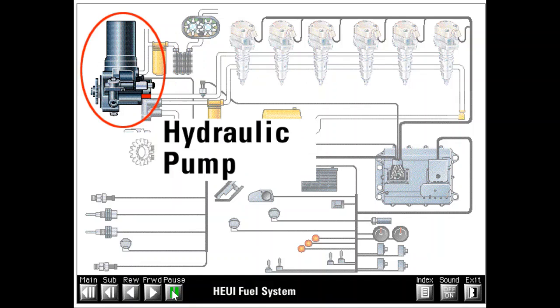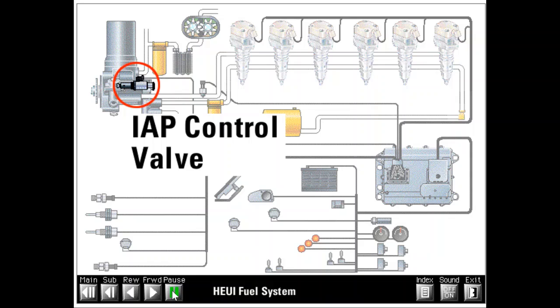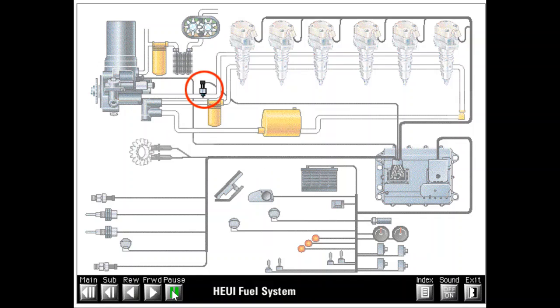The hydraulic pump pressurizes engine lube oil from 40 psi to between 870 psi and 3,500 psi to power the HEUI injectors. The IAP control valve returns excess flow from the hydraulic pump to the sump in order to control pump outlet pressure. The IAP sensor detects actuation pressure present at the HEUI injectors and sends a signal voltage back to the ECM. This tells the ECM what actual actuation pressure is at all times.